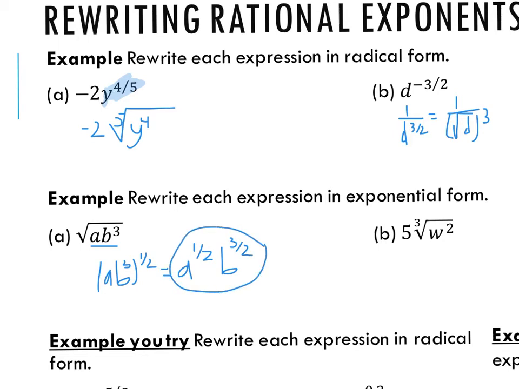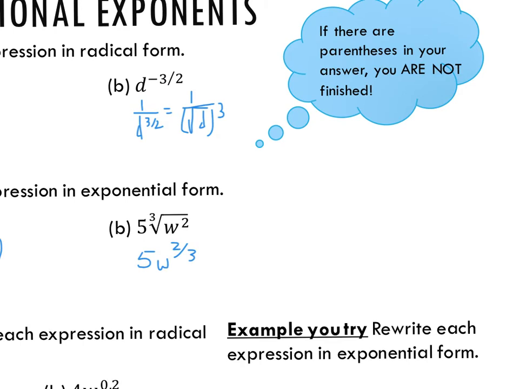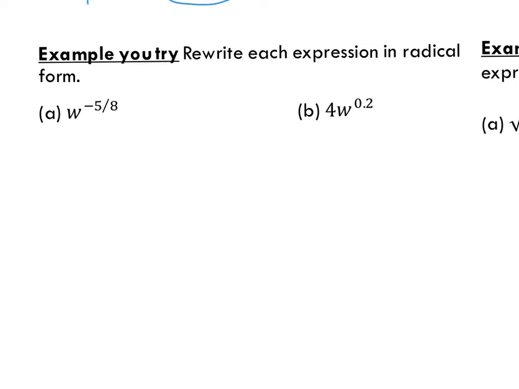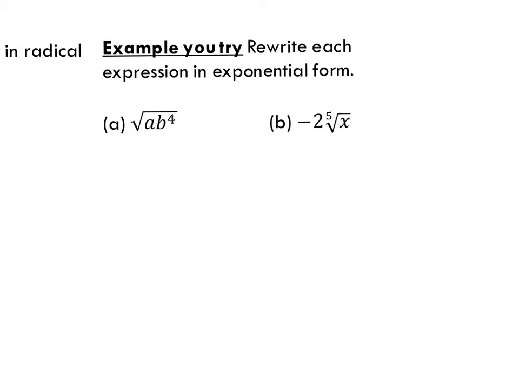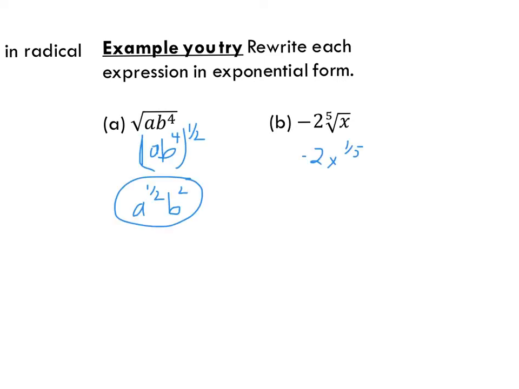If we look at b, note that the 5 is not underneath the radical, so it is not raised to the 2/3 power. Okay, so remember, in our thinking bubble, if there are parentheses in our answer, we are not finished. Take a second and try the example you try. Here are the answers to the first A and B example you try, rewriting each expression in radical form. Now try the you try where you rewrite each expression in exponential form. Here are the answers to the second example you try.